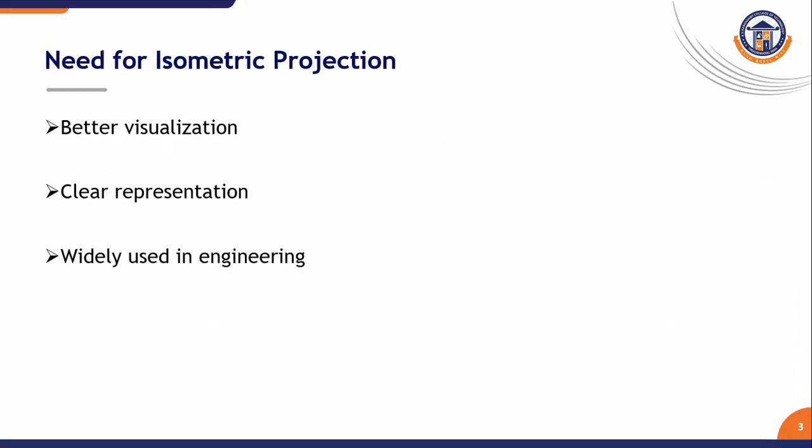Next one is need for isometric projection. These are some important needs. First one is better visualization. Second one is clear representation. Third one is widely used in engineering aspects.